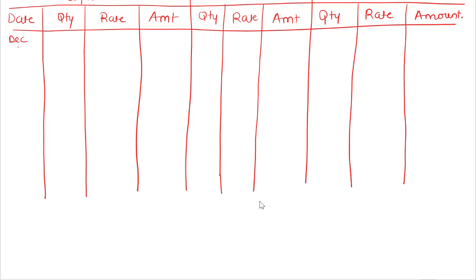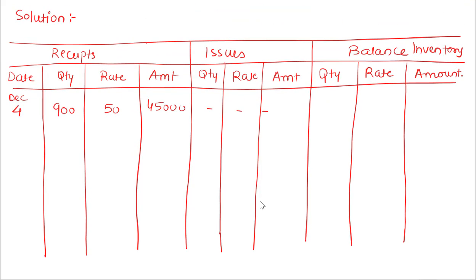So on 4th December, the receipt was 900 units. Rate was 50 rupees. So 900 multiplied by 50. Amount is 45,000. Blank in the issues part. The balance was 900 multiplied by 50, 45,000.